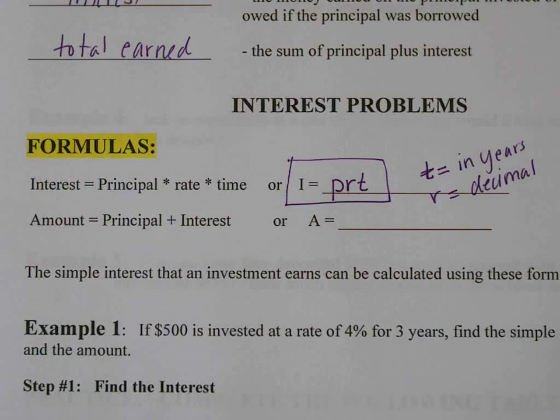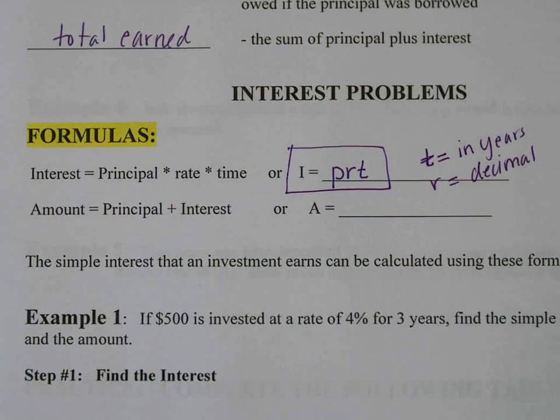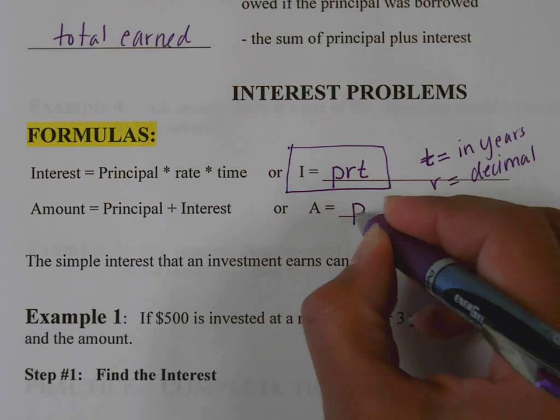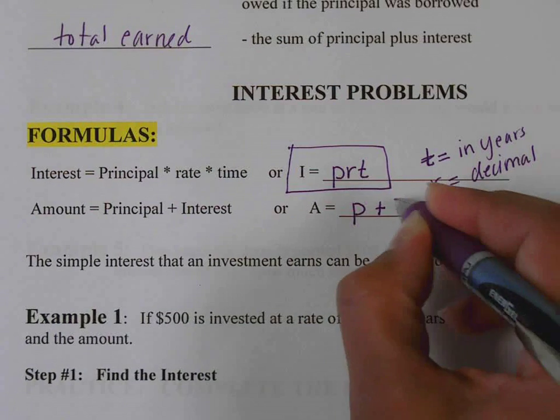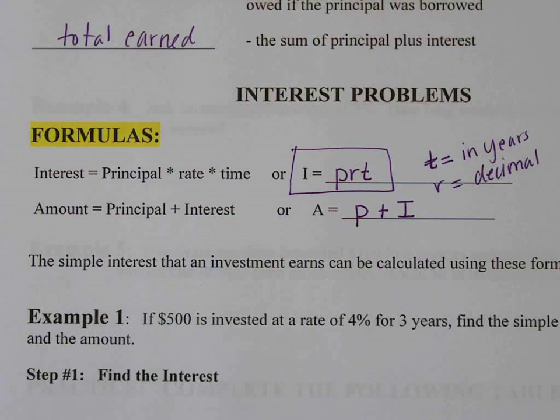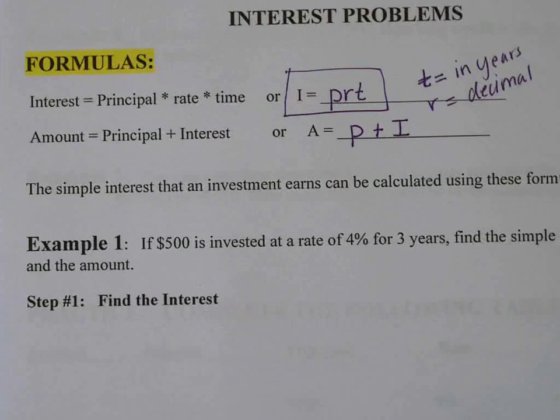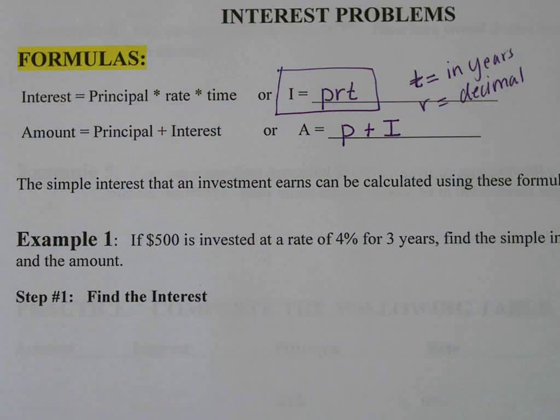Now, sometimes we'll ask you for the total amount, and the total amount is going to be our principal plus our interest. So if you borrow money, let's say $1,000, and you have to pay interest on that, it would be the original $1,000 you have to pay back plus the interest that you owe. Or if you invested $1,000, our total amount would be the $1,000 plus the interest that you earned. So the simple interest that an investment earns can be calculated using these formulas.